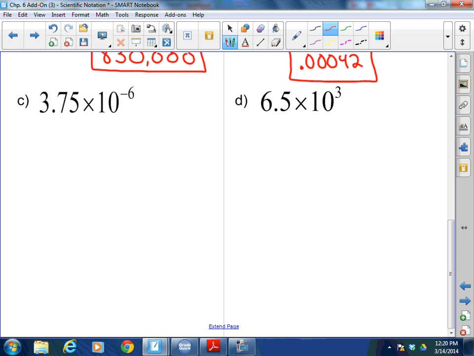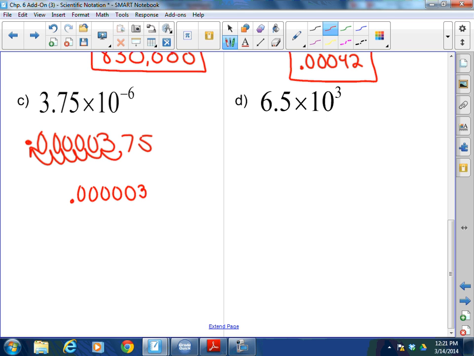3.75 times 10 to the negative 6. Right or left? Left. 1, 2, 3, 4, 5, 6. Place my arrow, put my decimal there. That's where the arrow goes. My decimal goes 1, 2, 3, 4, 5. Fill in the gaps. Clean it up. 1, 2, 3, 4, 5 zeros. 3, 7, 5.